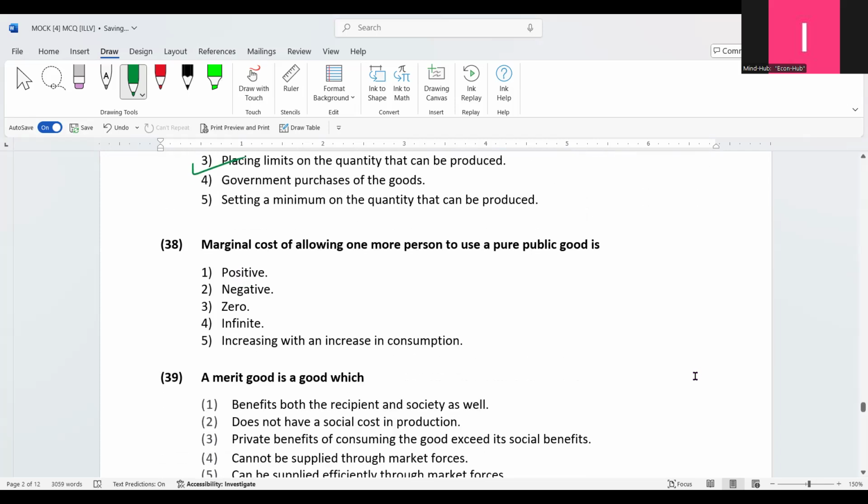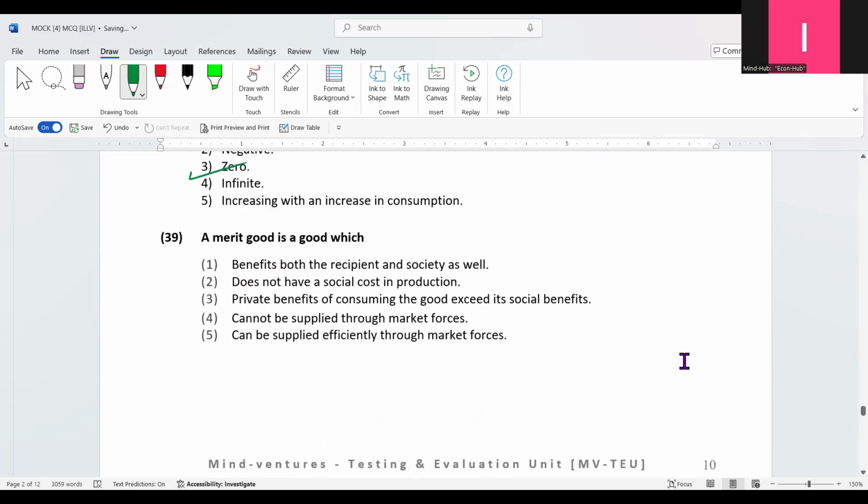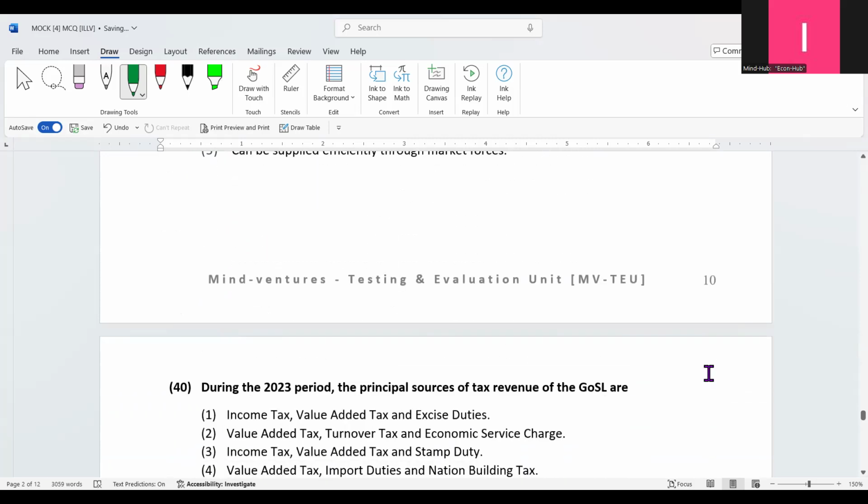38. Marginal cost of allowing one more person to use a pure public good is 0. Marginal cost is 0. Non-rival in consumption. 39. A merit good is a good which? By definition, it provides benefits to both the recipient and the society, external benefits, in addition to the private benefit that is created. Question number 39, answer 1.